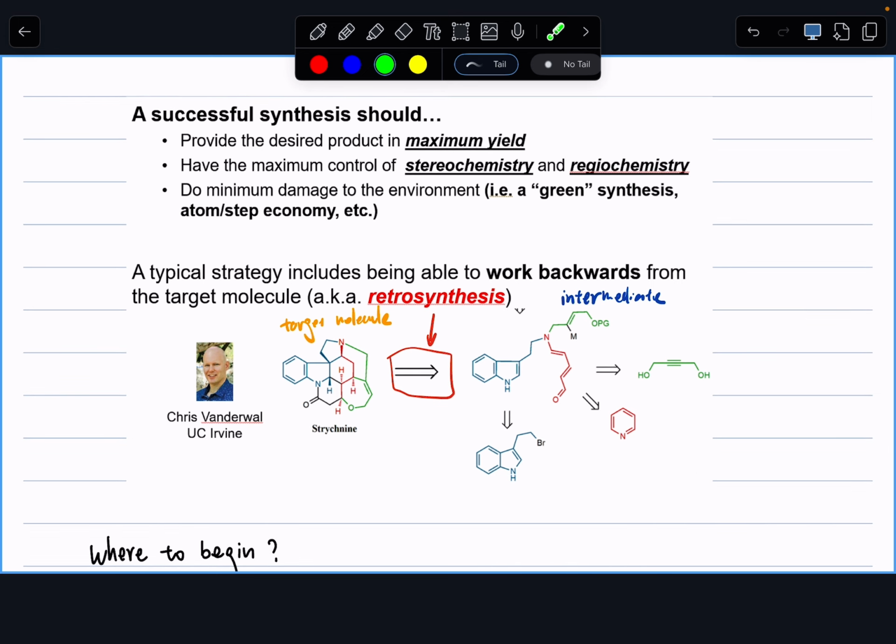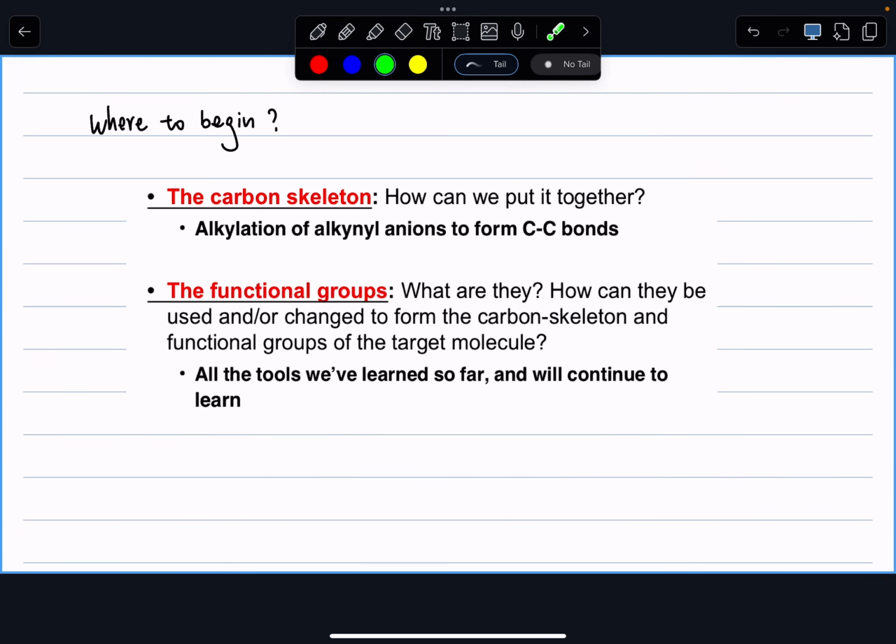Let's look at what is in the mind of chemists when we're actually designing routes for retrosynthesis. There are two major criteria to consider. One is the carbon skeleton, namely, how do we put the molecules together? Right now, we have two reactions that alter the carbon skeleton. We have alkylation of alkynyl anions to form new carbon-carbon bonds. We also have ozonolysis, which cleaves the carbon-carbon double bond to form carbon-oxygen double bonds. So we have two ways to manipulate the carbon skeleton.